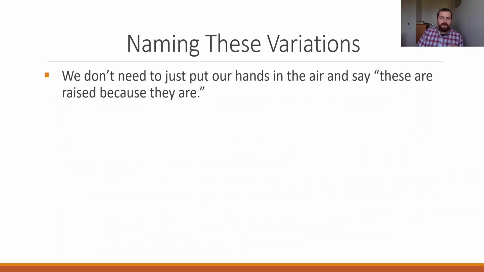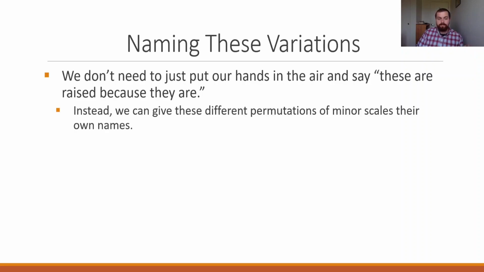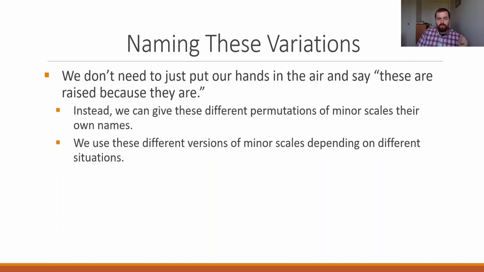So, in terms of naming these variations, we don't need to just put our hands in the air and say these are rogue scales, because we actually can assign names to them. And there's going to be 3 types we'll be talking about today. We can think of these as different permutations of minor scales, and they each have their own names. We use these different versions of minor scales depending on different situations, and we'll talk a little bit about that.